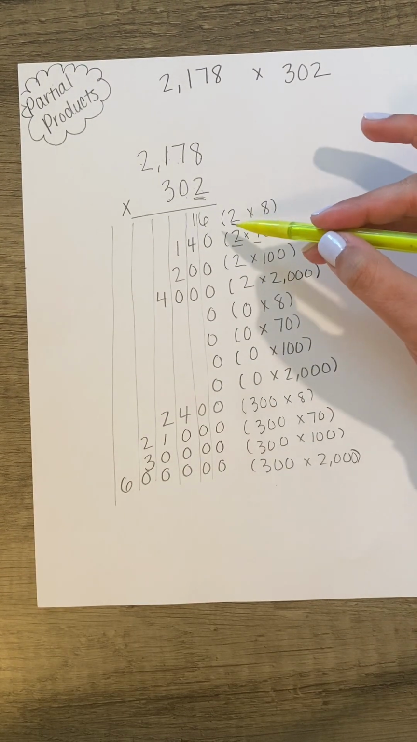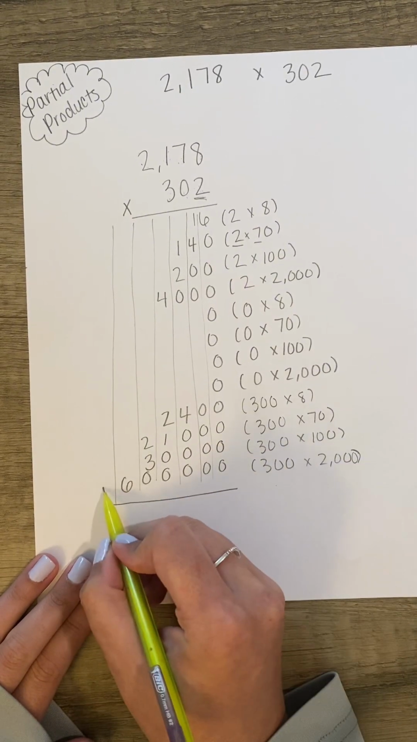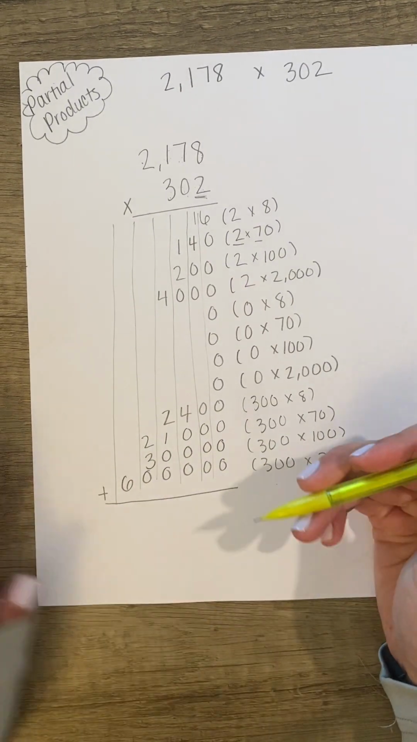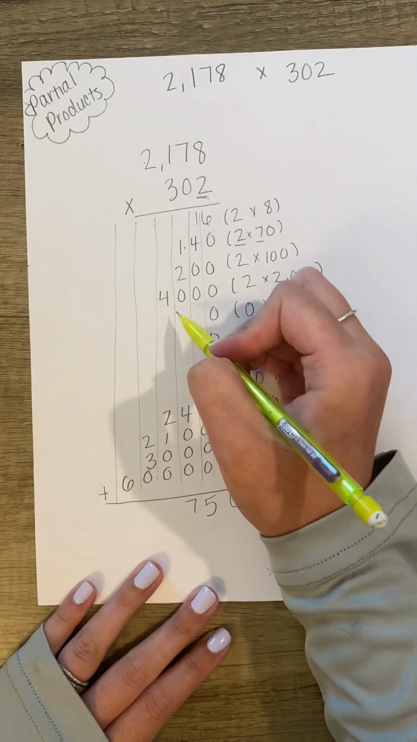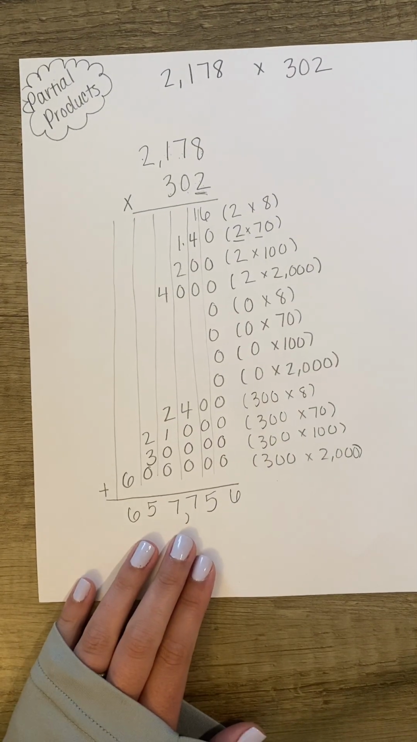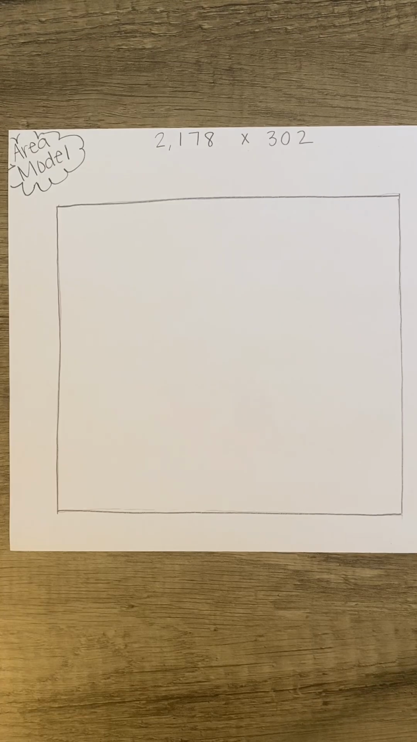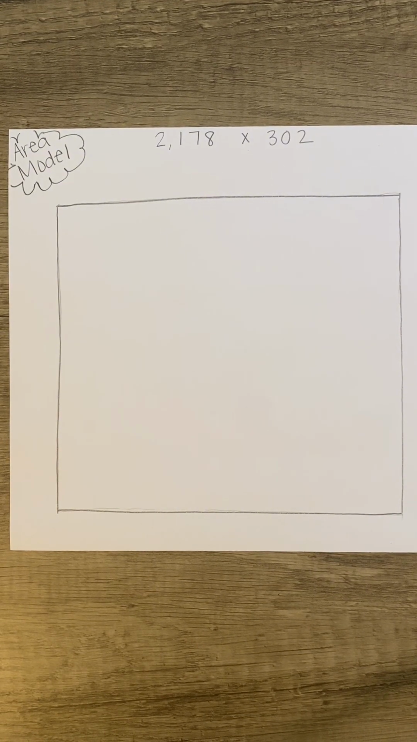And now that we've multiplied all of these together to get our partial products, we can go ahead and add. So you'll notice that our final product is the same thing that we just got with the standard algorithm, 657,756. Lastly, I'm going to teach you how to do a 4-digit times a 3-digit number using an area model.